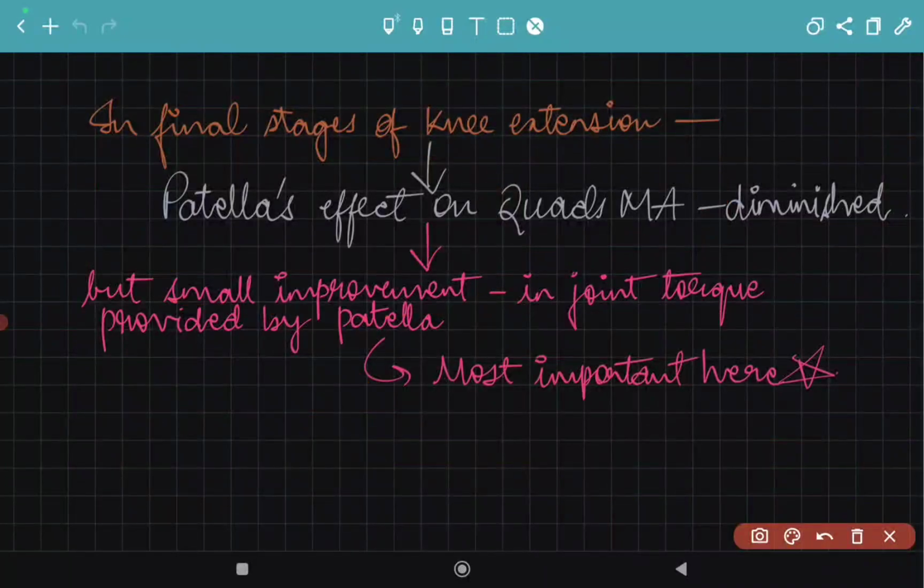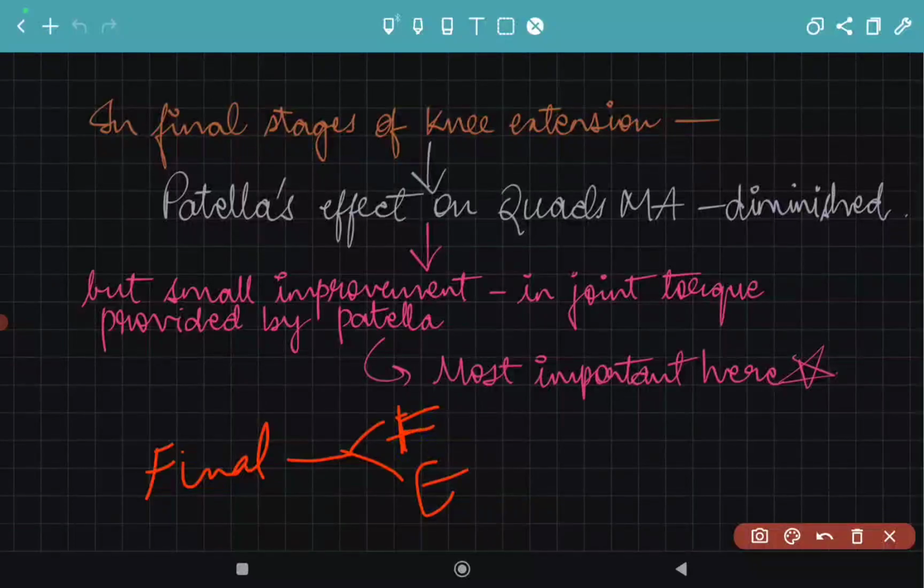So in the final stages of flexion or extension, both ways, we can see the patella's function as an anatomical pulley is getting reduced. If compared, we can find that in extension, there is a small improvement by the patella in joint torque. However, it is small, yet it plays the most important role over here. And in early stages of flexion or extension, the movement arm begins to increase. It keeps on increasing until the end range is approaching. So at that time, the anatomical pulley, which is the patella, is at its best to increase the angle of pull of the quads on the tibia.